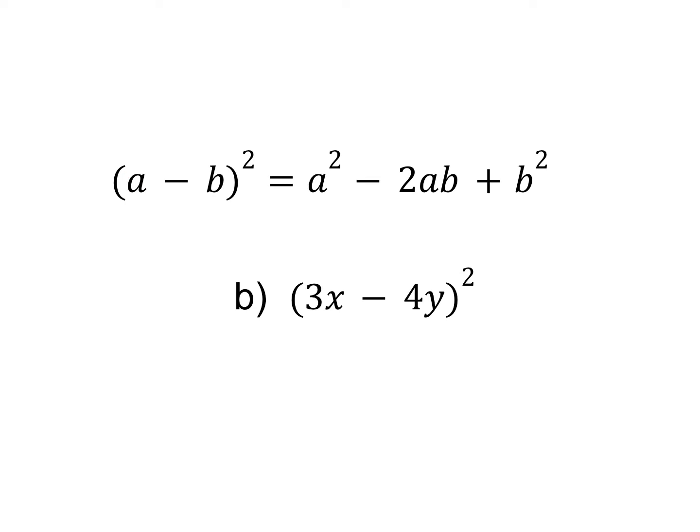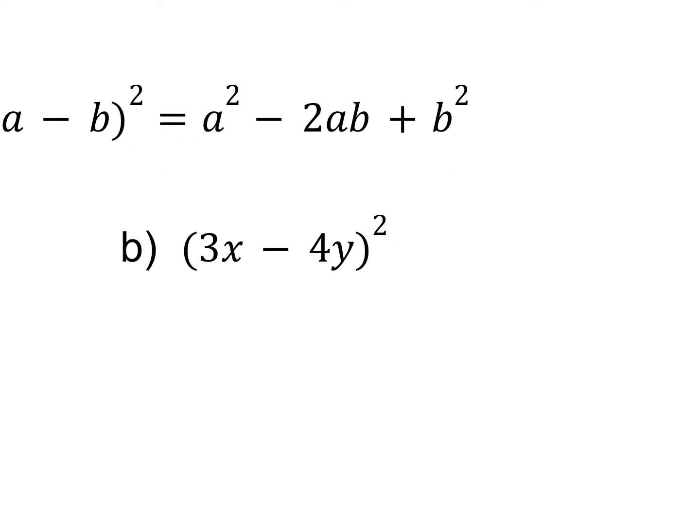So it's still the first term squared, and the last term, what is negative b squared? Well, that's going to be positive b squared. Okay, and then the middle term is still the same. It's negative, you double it and multiply them together. So a times negative b would be negative ab, and double it would be negative 2ab.